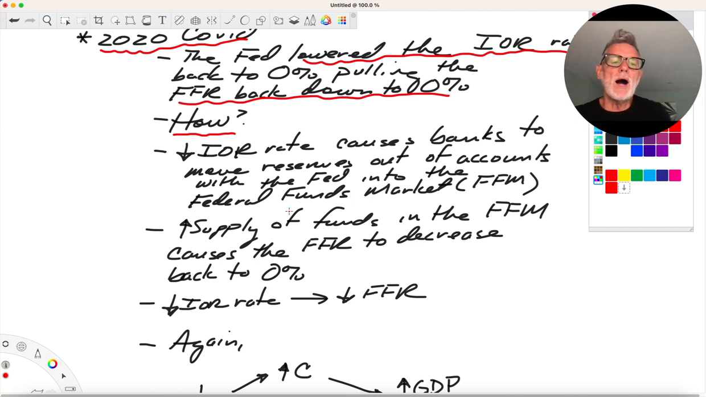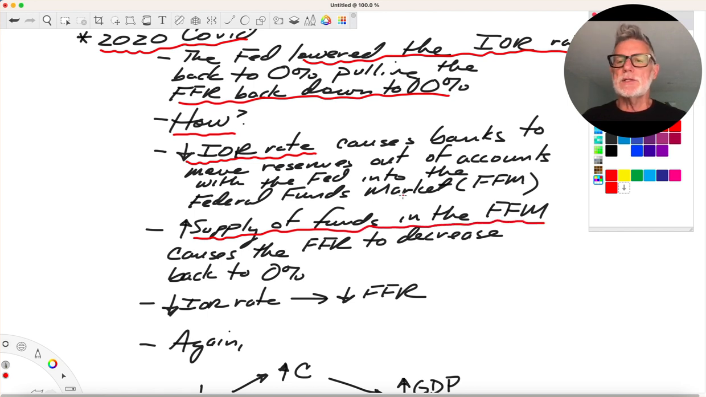So when the IOR rate is lowered, banks are going to say, man, we can't make as much interest by leaving it on deposit with the Fed. Let's move some of those funds out and begin to loan it to other banks. Well, what that's going to do is increase the supply of funds in the federal funds market. So banks are going to find it more attractive to loan to each other rather than to park those funds in a Federal Reserve account. Well, the effect of increasing the supply of funds in the federal funds market causes the FFR, the federal funds rate, to move back towards zero.